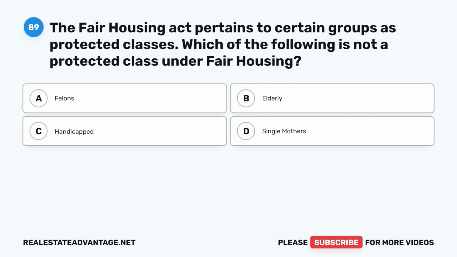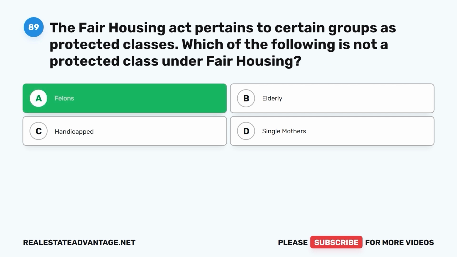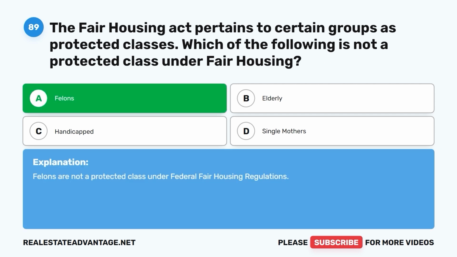Question 89. The Fair Housing Act pertains to certain groups as protected classes. Which of the following is not a protected class under fair housing? A. Felons, B. Elderly, C. Handicapped, D. Single mothers. The correct answer is A. Felons. Felons are not a protected class under federal fair housing regulations.